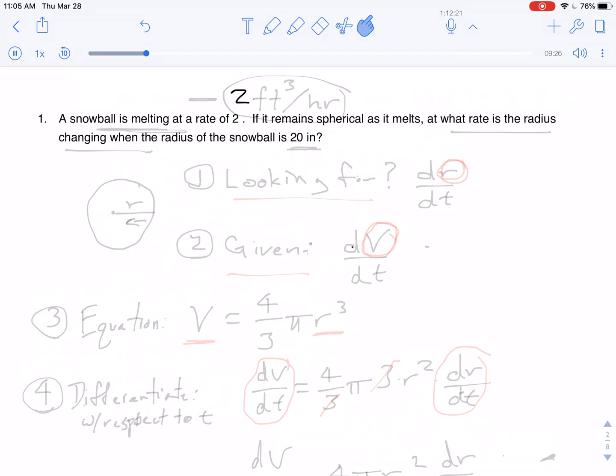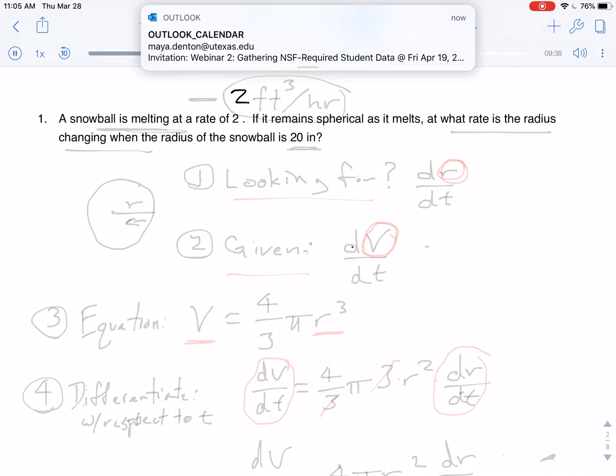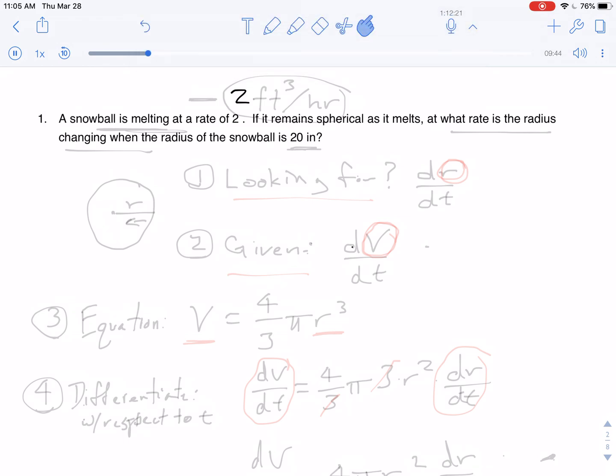All right, we have a snowball melting at a rate of 2. If it remains spherical, sorry, I just noticed. I looked at my notes here, and I noticed that it was actually supposed to be 2 feet cubed per hour. I realized I have my notes right next to me. Okay. So a snowball is melting at a rate of 2 feet cubed per hour.